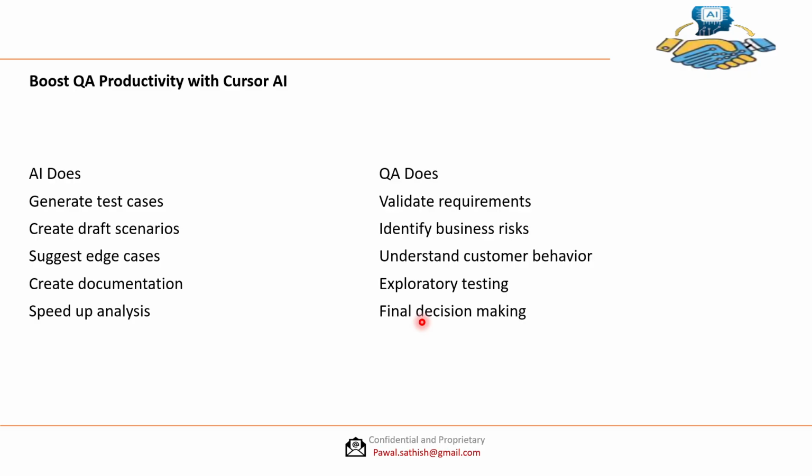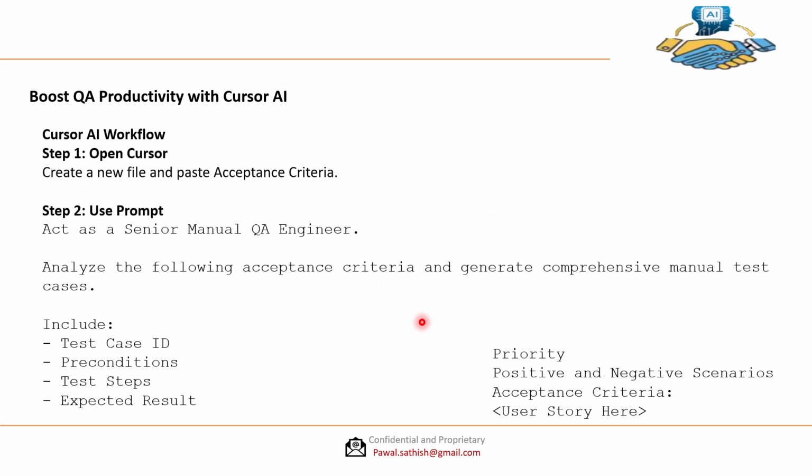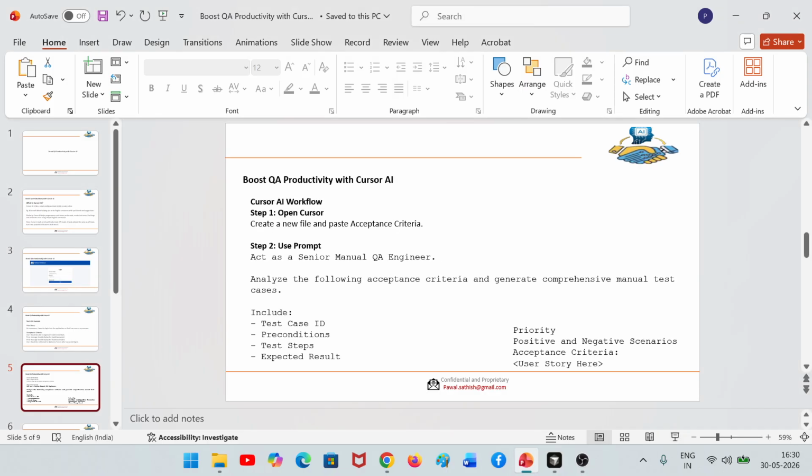Now we'll see how to convert acceptance criteria into test cases. What I will do first, as I mentioned, is open Cursor. I will copy the same thing.